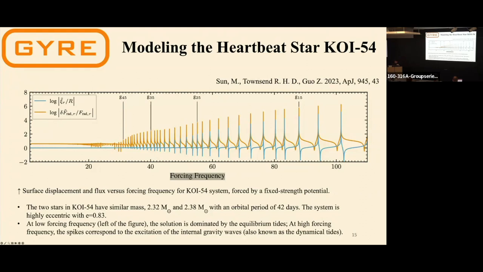In the right part of the plot, we force the star at a really fast rate. So we observe some resonances, where some low-order internal gravity waves have been excited. Those spikes are all resonances near the surface of the star.